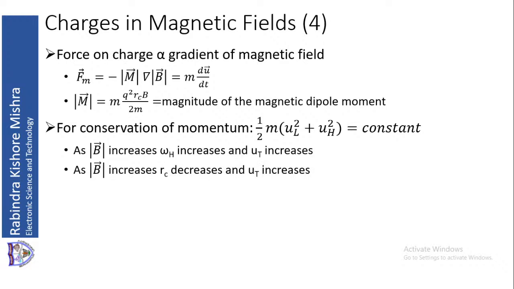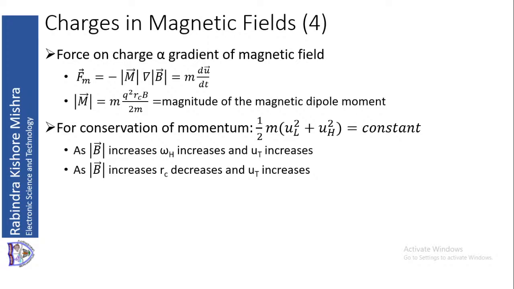Then again, as b increases, we have also seen that Rc decreases. So b will increase, Rc will decrease. If Rc decreases, the other part remains as it is, so ut keeps on increasing. So these two are the inferences from the conservation of momentum.